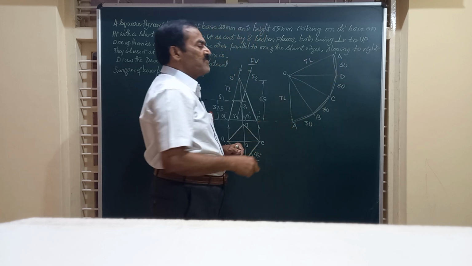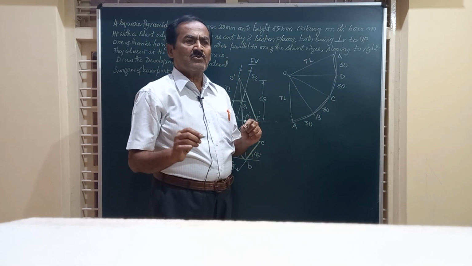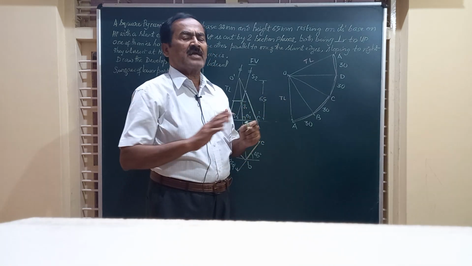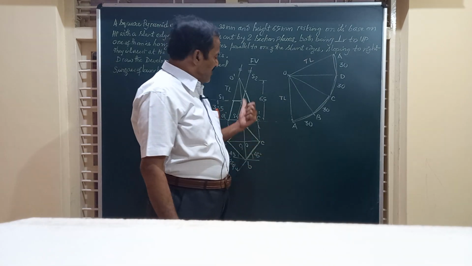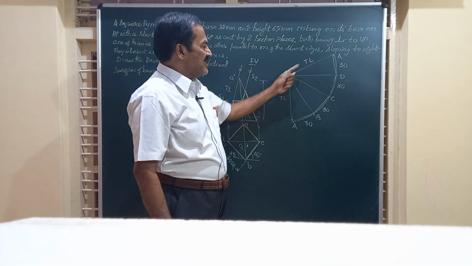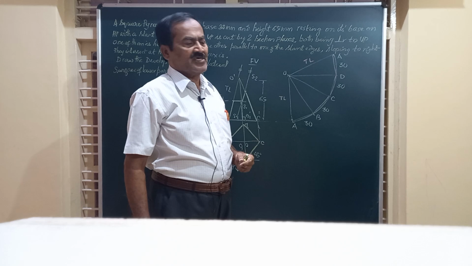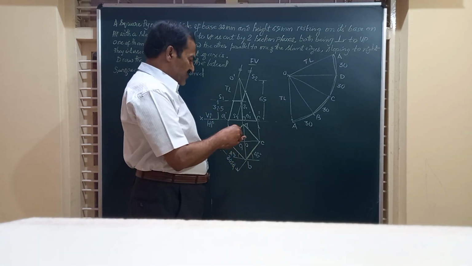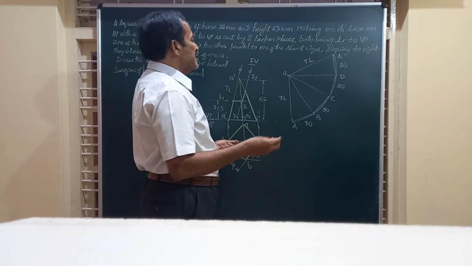This is how the development looks when the object is not cut by any section plane. If it were a pentagonal pyramid, you would have got one more triangle. Hexagon, 2 more you would have got. And now friends, let us see where the section plane is cutting the solid.